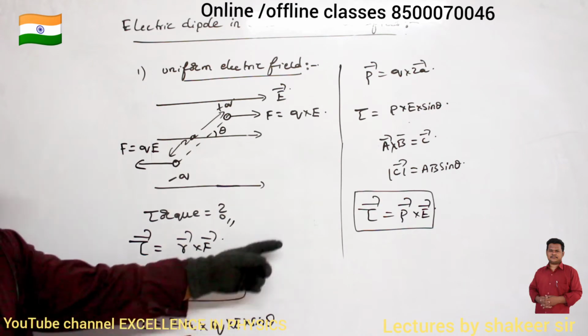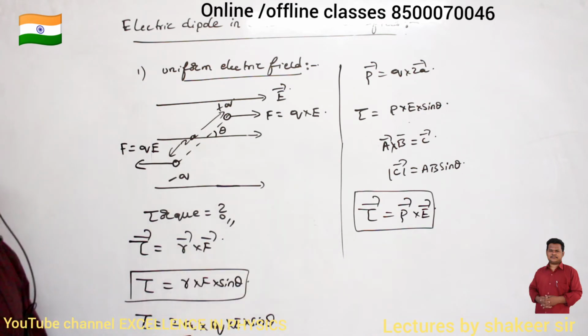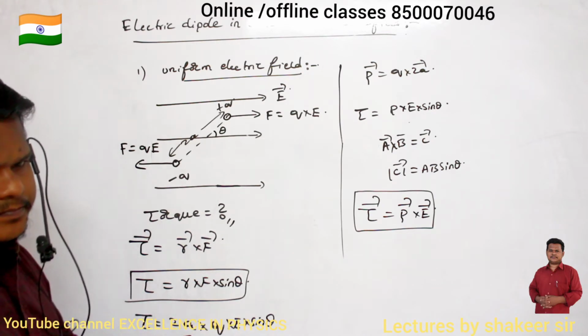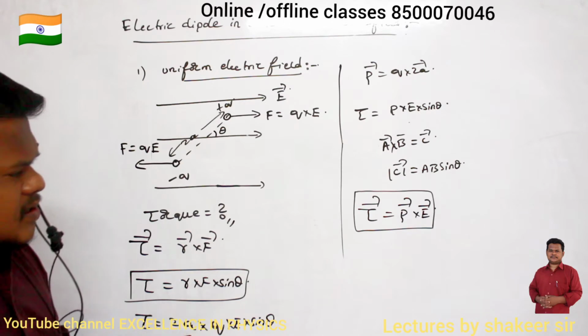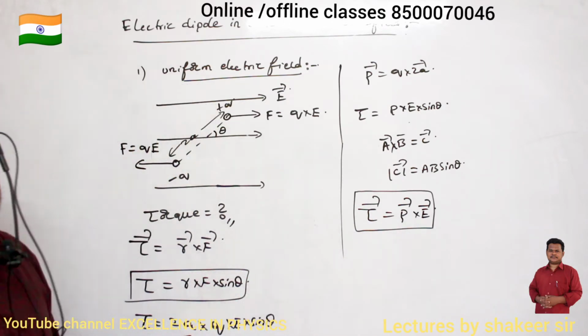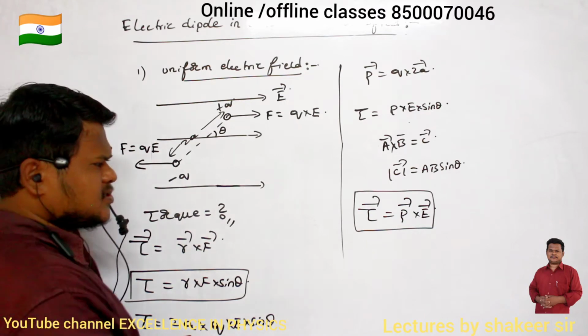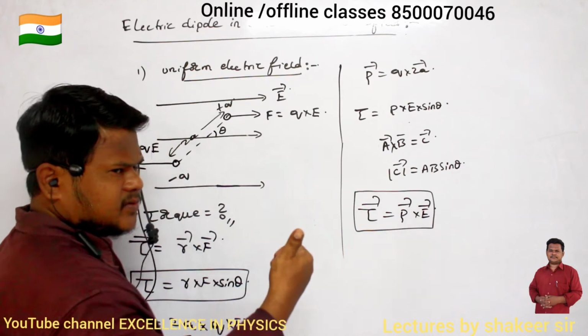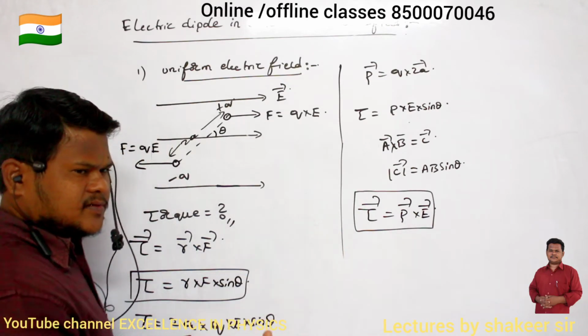How do we find the direction of torque? Torque is a vector quantity, so how do we find its direction? The direction of torque is calculated by the right hand rule for cross product. Place your right hand on the first vector, rotate towards the second vector, and the thumb gives the direction of the resultant vector. Already we have studied this.